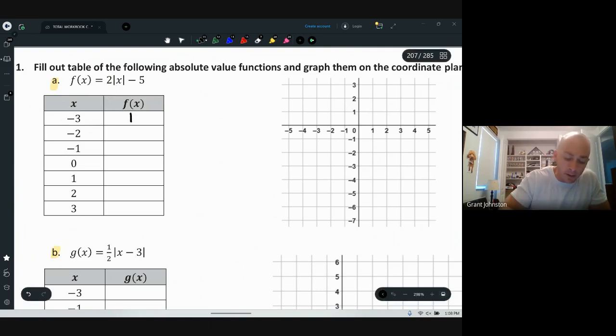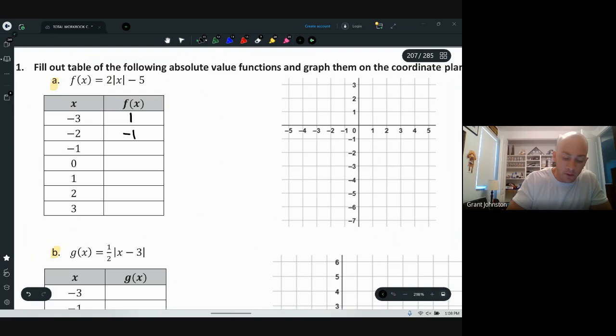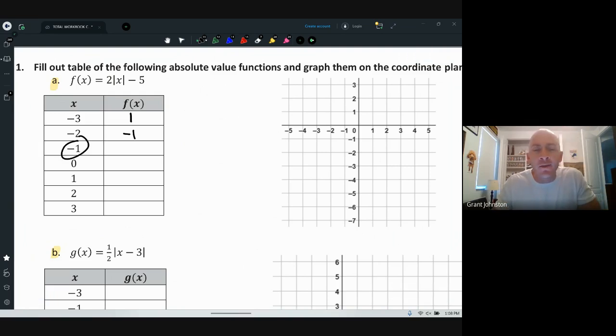Now I'm going to plug in -2. Again, I'm just doing this in my head. The absolute value of -2 is +2. 2 times 2 is 4, and 4 minus 5 is -1. Now I'm going to plug in -1. The absolute value of -1 is +1. 2 times 1 is 2. 2 minus 5 is -3. Now 0. The absolute value of 0 is 0. 2 times 0 is 0. 0 minus 5 is -5.